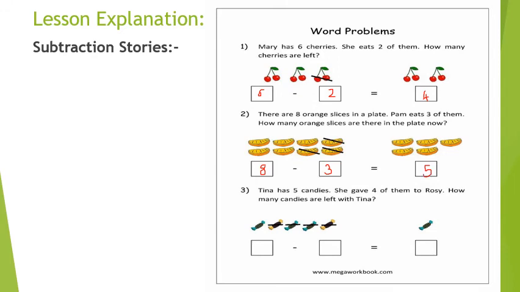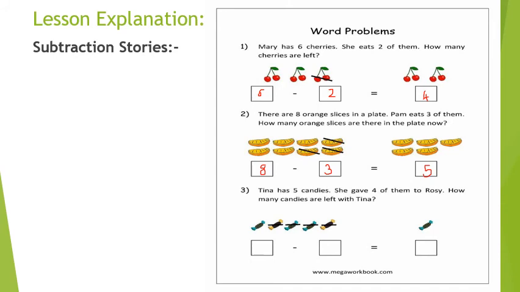Now see the third one. Tina has 5 candies. She gave 4 of them to Rosie. How many candies are left with Tina? Now, what is the total number of candies Tina has? 5. So open your 5 fingers. She gave 4 of them to Rosie. How many candies did she give to Rosie? 4. So close your 4 fingers.